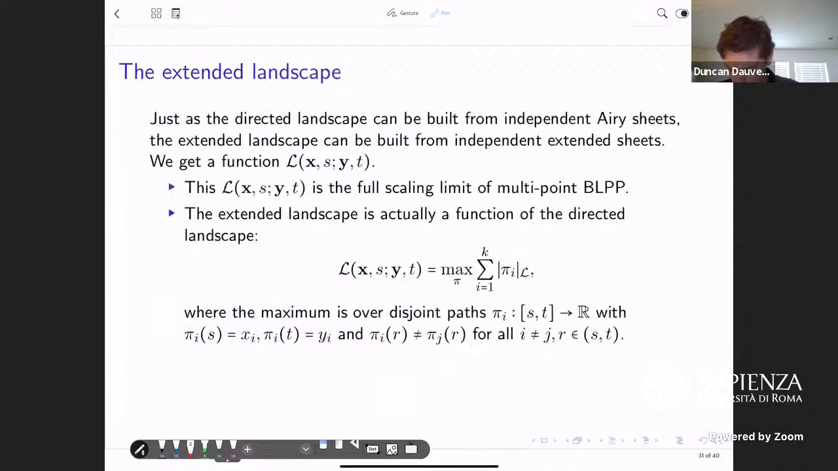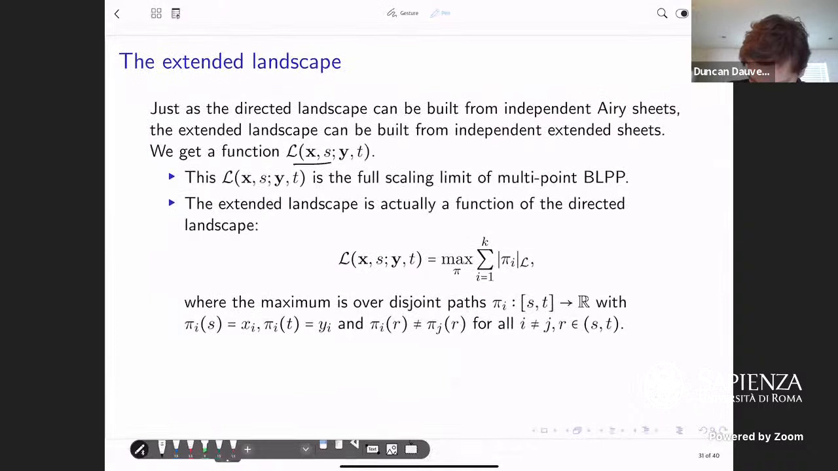Okay, so just like we built the directed landscape from Airy sheets, using this sort of four-point characterization, you can do the exact same thing with extended Airy sheets, and you can build what I'll call an extended directed landscape. So this is L of vector x, s, vector y, t. And this turns out to be the full scaling limit of Brownian last passage percolation. And unsurprisingly, you can also express this extended landscape in terms of the actual directed landscape. So L of x, s, y, t is just the best possible sum of k disjoint path lengths between the corresponding points in the original directed landscape. So the maximum is over all collections of disjoint paths pi i with pi i of s equal to s_i and pi i of t equal to y_i.